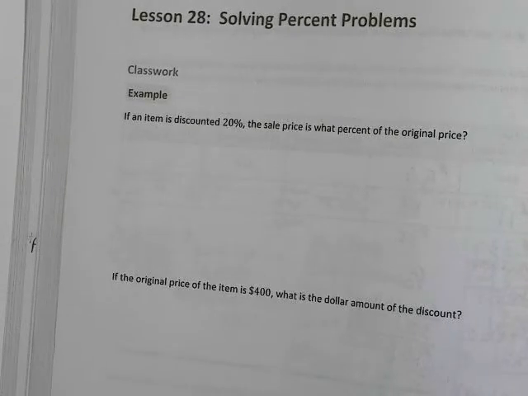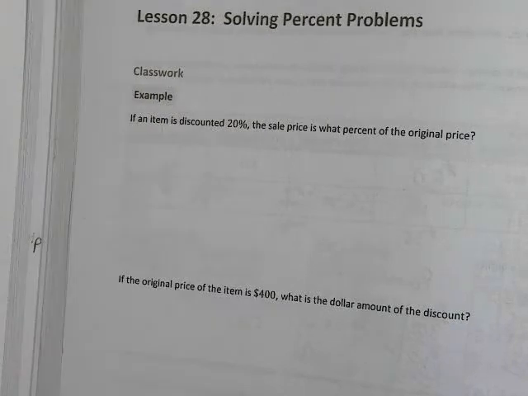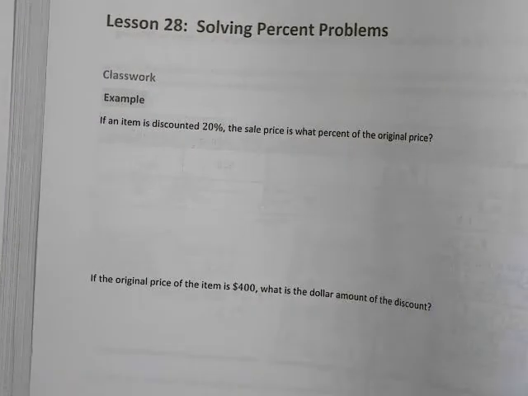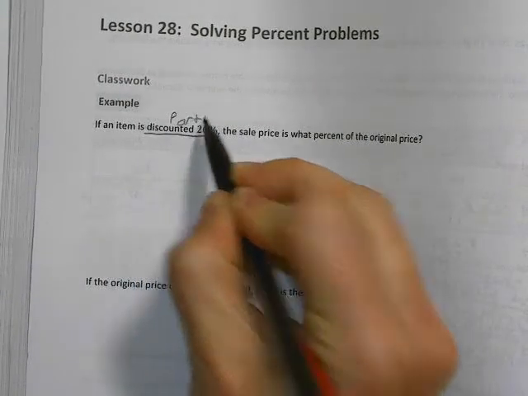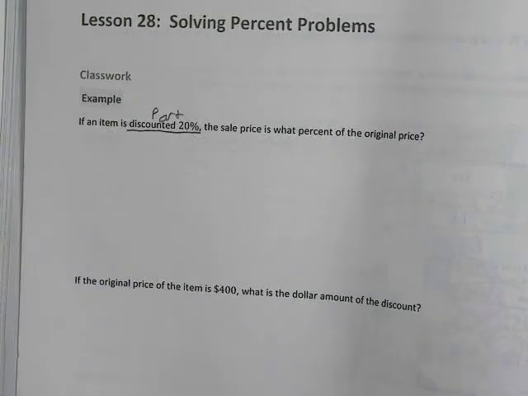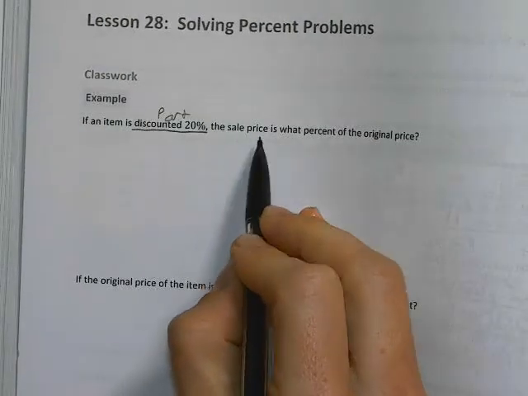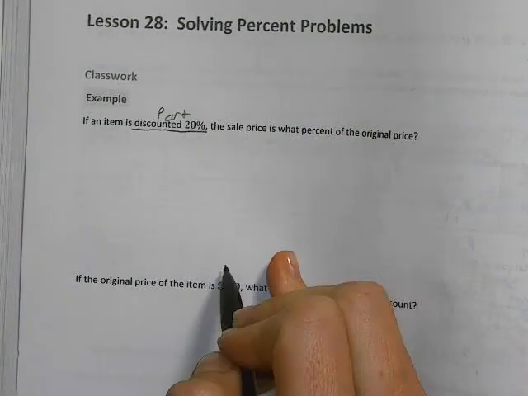Lesson 28 continues our solving problems with percents. We're going right into a word problem. It says if an item is discounted 20%, this is automatically the part that is taken off. It says the sale price is what percent of the original?